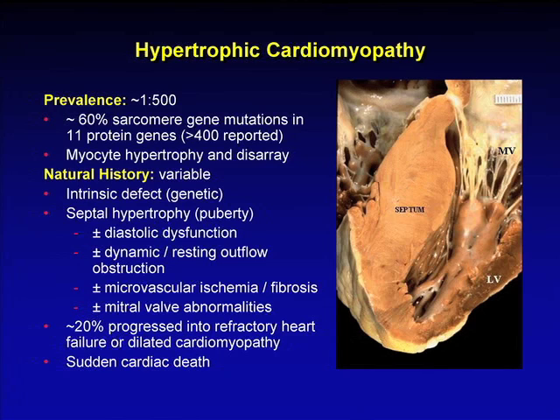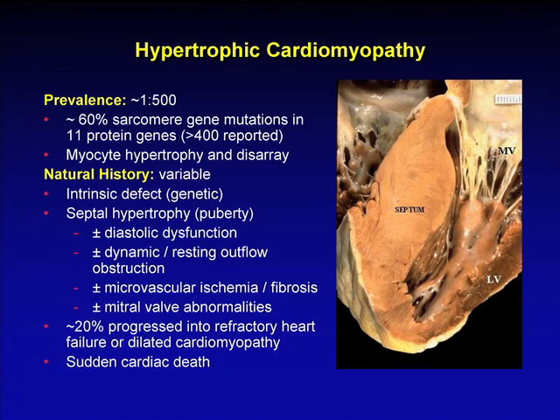It is the most common clinically significant cardiac genetic pathology, because it occurs mostly, about 60% of the time, from up to 9 to 11 known genes, and it causes significant pathology, as you can see in the septum here, which is very thick.